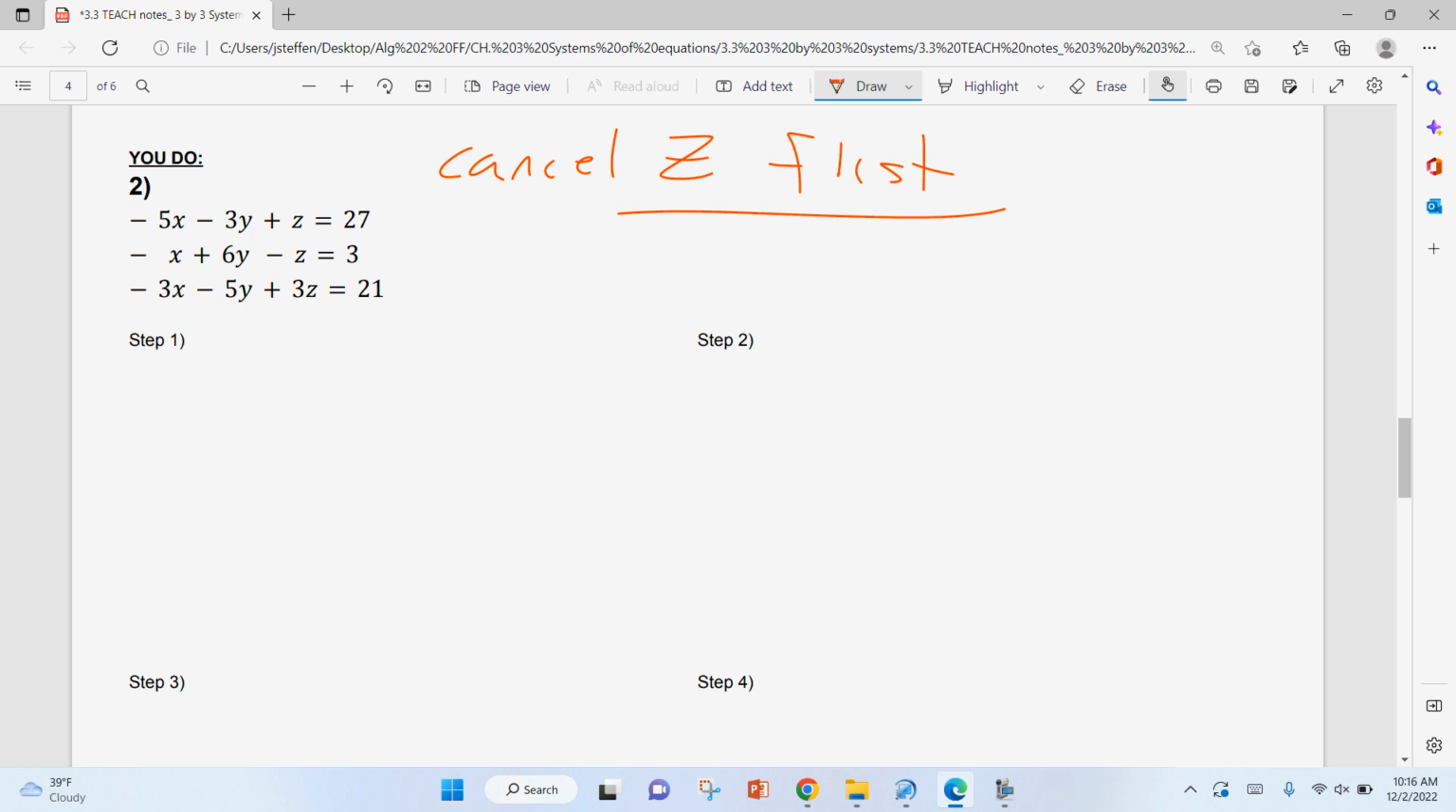Do these on your own. I'm going to stop in a second or in a little bit. I'll do step 1. So if you get hung up on step 1, I'll do that for you so you can see it. Then after a little while, I'll do step 2. After a little while, step 3, so on and so forth.